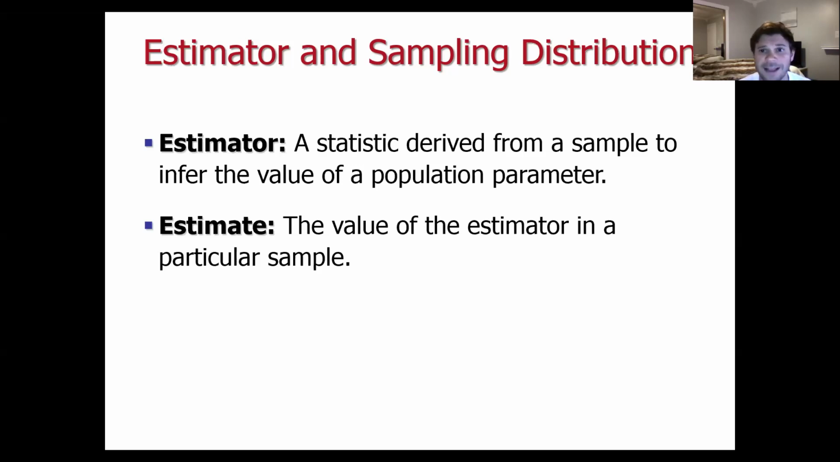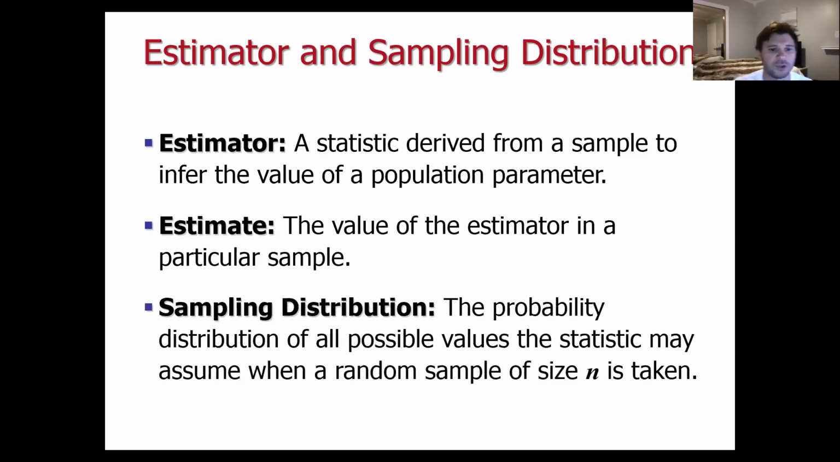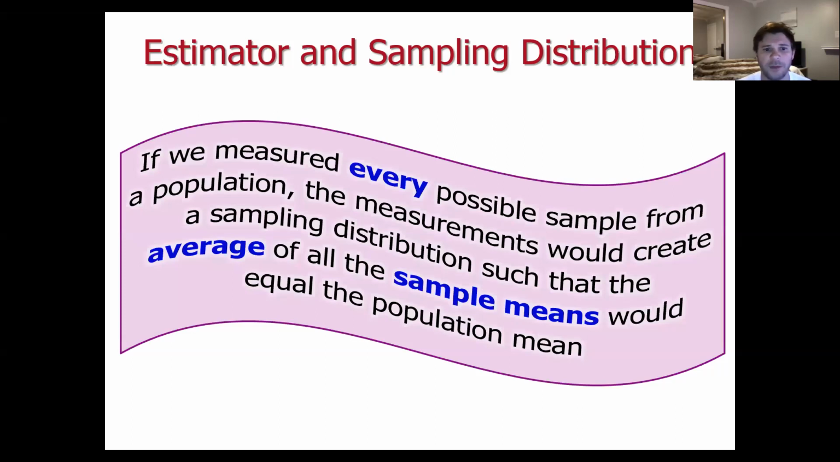So for a particular estimator, you may get many different estimates as you look at different samples. The sampling distribution we're going to think about here is the probability distribution of all possible values the statistic of interest might assume when we are taking a random sample of arbitrary size. So what we're going to do here is think about measuring every possible sample from a population, and then measuring them by, let's say, the sample mean here. And those measurements would create a sampling distribution for that sample mean, such that the average of all the sample means would be equal to the population mean.